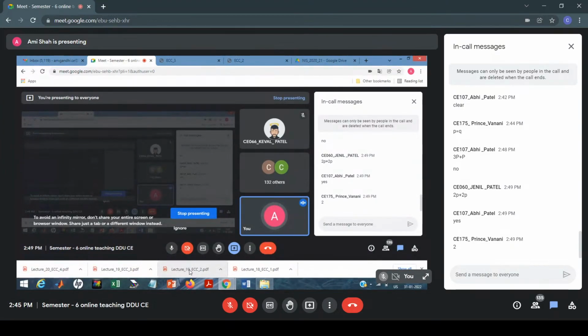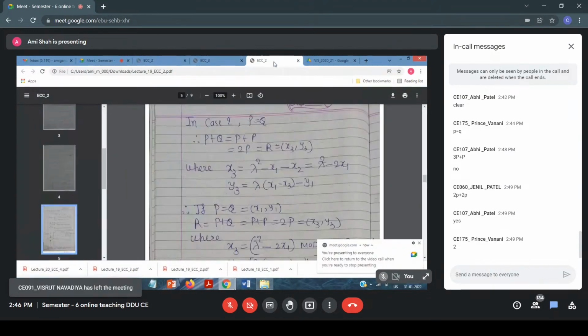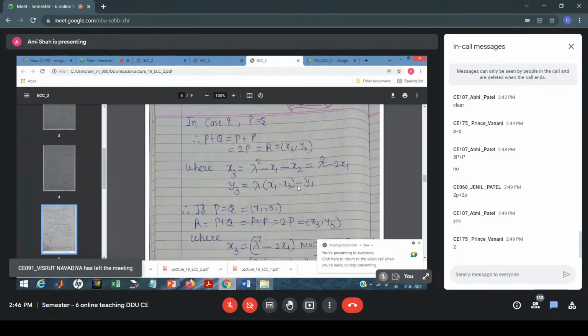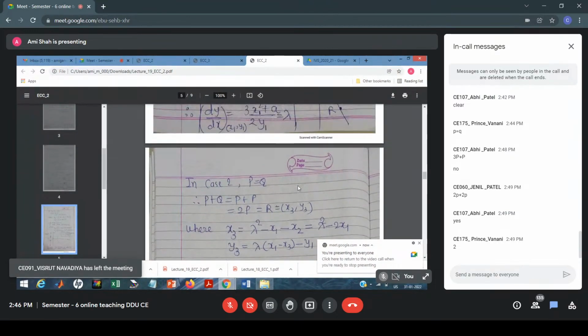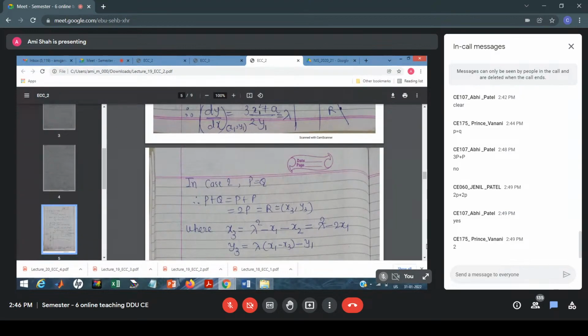Now all of you know the case number. See, I will open that equation. Okay, so quickly do it, everyone. This is the equation for lambda, this is the equation of x3 and this is the equation of y3. So quickly calculate it and tell me the answer. What is the value of lambda, what is the value of x3 and what is the value of y3? I want an answer from everyone. Quickly do it. I will give you some time.